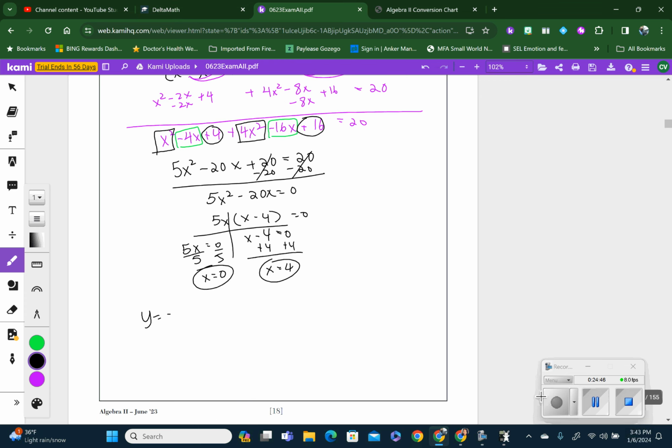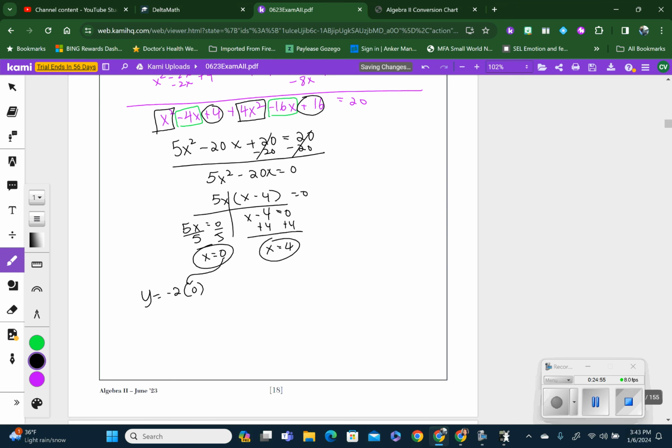So y equals negative 2 times x, which is 0. Let's get plugged in here. That's a minus 7, right? Plus 7. Okay, good thing I looked. So this is going to be negative, anything times 0 is 0, plus 7. So y equals 7 is going to be my pair for this x.